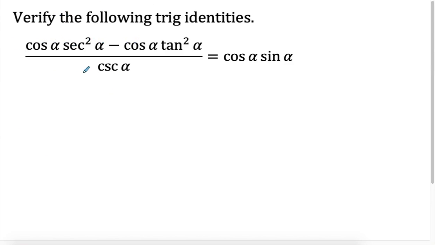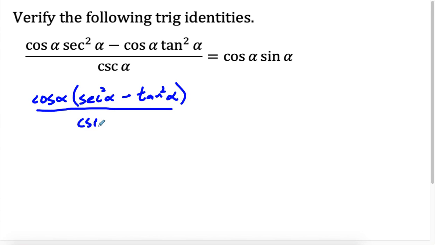All right, let's do another one. So here, I've got cosine times secant squared minus cosine times tangent squared over cosecant squared. Well, here, in the numerator, again, if I factor something out, if I factor out a cosine of alpha, I'm left with secant squared of alpha minus tangent squared of alpha. Well, again, this is a manipulation of one of the Pythagorean identities. Secant squared minus tangent squared is just equal to 1.